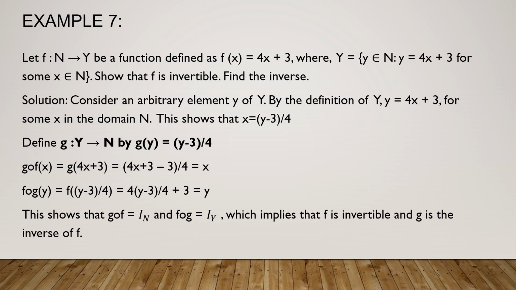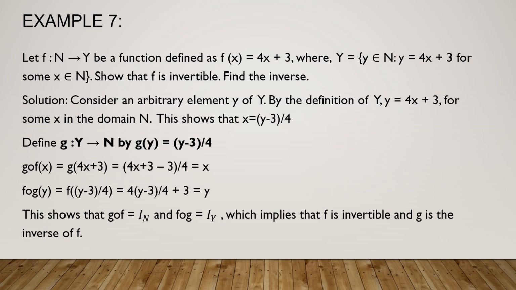Now, consider an element y of the codomain Y. By the definition of Y, it consists of elements of the type 4x plus 3. So y is equal to 4x plus 3 for some x in the domain N. So make x the subject of the formula. This is a technique: whenever you want to find the inverse, just make x the subject of the formula. It will be very easy. So x is equal to (y minus 3) by 4.